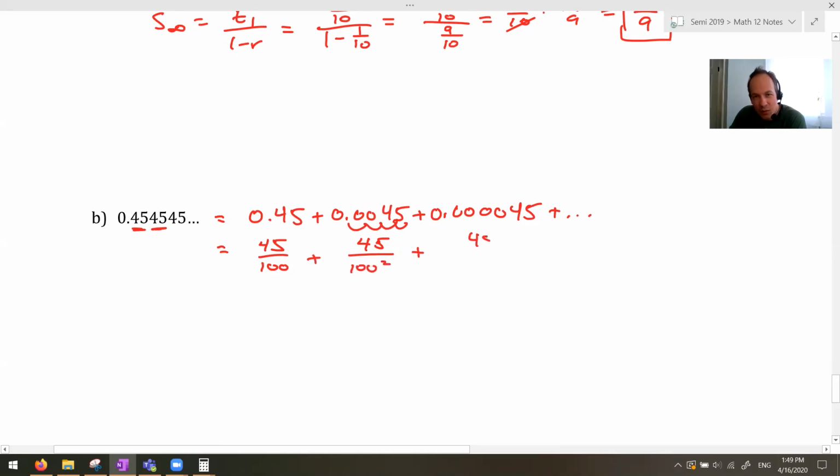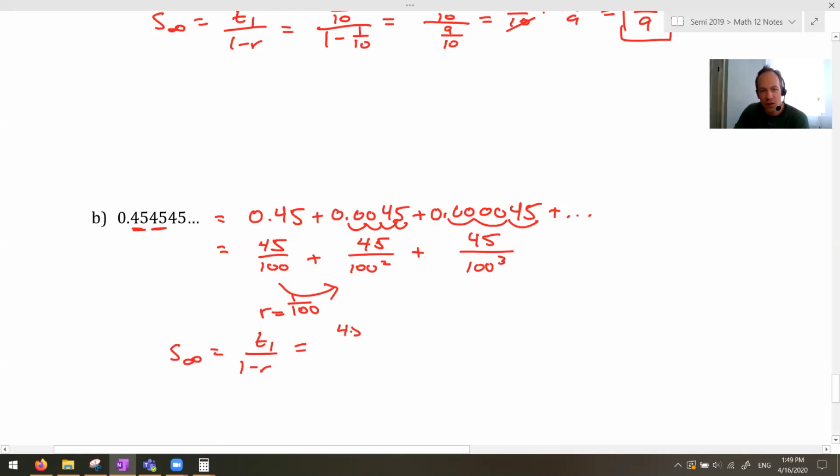And then this one, what do you think this one is? It's going to be 100 cubed. It's 100 cubed because it's like there's 100, there's 100, there's 100. Okay. So what we can see here is we've got a similar situation, except in this case, r is not equal to 10, it's equal to 1 over 100. So in a similar fashion, we can write our formula here, and we could say that T1 is 45 over 100, and then this is 1 minus 1 over 100, which is 45 over 100 minus 99 over 100. And that simplifies to 45 over 99.